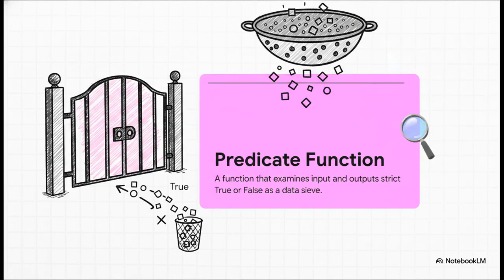This is where the filter function absolutely shines. Think of it as an elite, ruthless gatekeeper that uses a predicate function. Now, a predicate function is beautifully simple. It just looks at an input and spits out a strict true or false, nothing else.